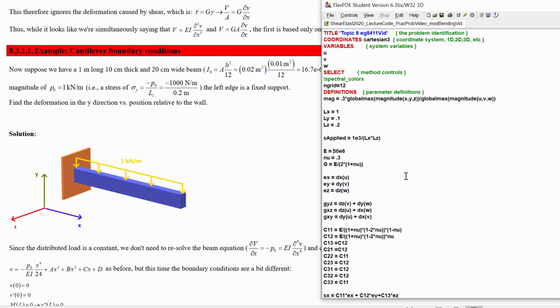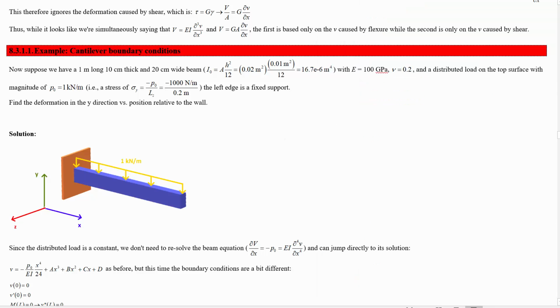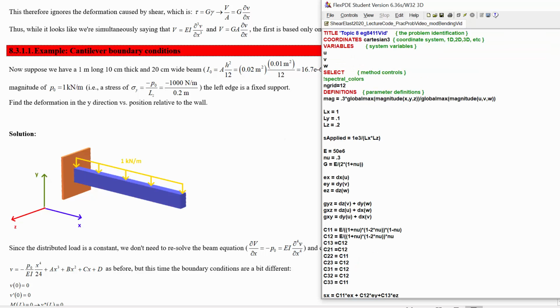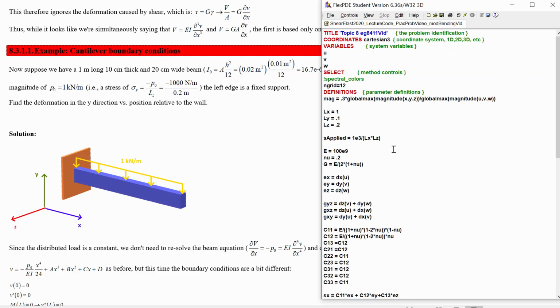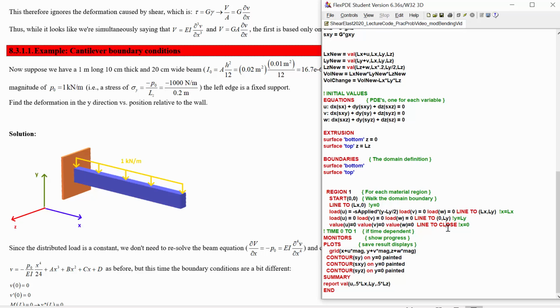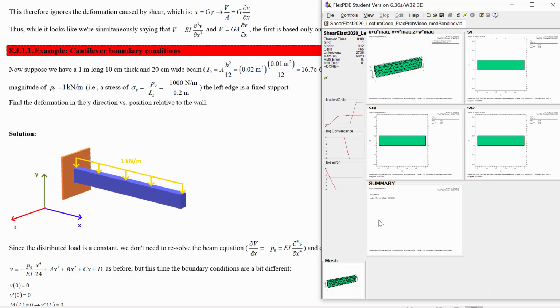Okay, now the Young's modulus is 100 gigapascals. So let's see here. E is 100 E9. Poisson's ratio was 0.2. And then all we're going to have to mess with is the boundary conditions. So we're already drawing a rectangular prism here. We have it fixed at x equals 0. And now we'll just have it fixed at x equals L. And this should be doing nothing. This should just hold totally still. Let's check. All right, looks good.